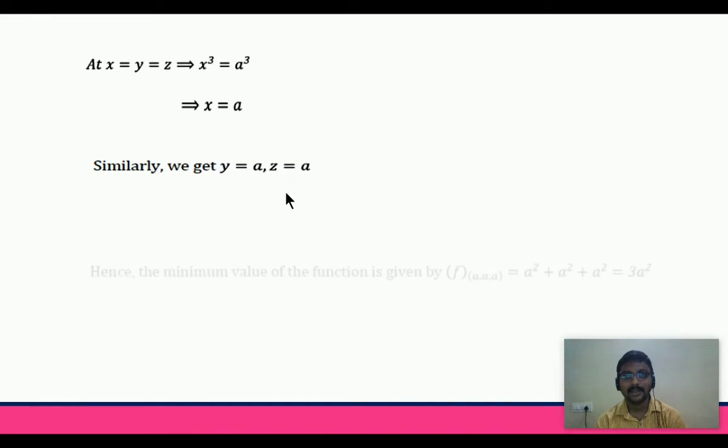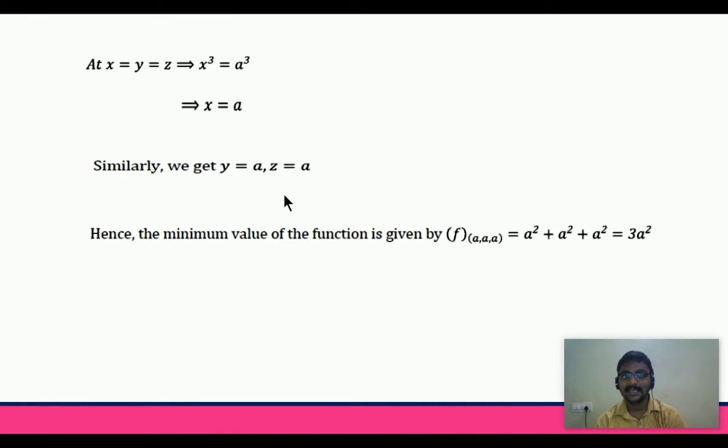The stationary point (x, y, z) is (a, a, a). So using this stationary point, we can find the required max or min value. Here we have to find out the minimum value. Thus the required minimum value of f at the point a is given by a² plus a² plus a². Since we have the expression x² plus y² plus z², clearly x, y, z are replaced with a. So we will have a² plus a² plus a² is 3a², which is the required minimum value of f.